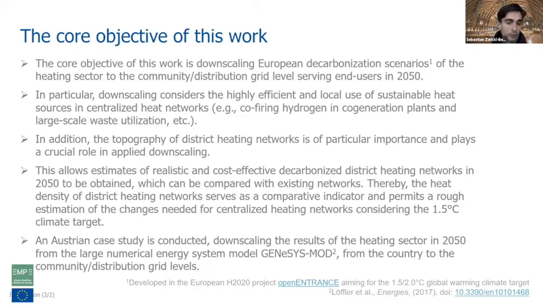And the fifth point is that we took the results from European decarbonization scenarios. To be more specific, we took the results from the Genesis-Mod, the large numerical energy system model, that generates the portfolio on the country level, and we used these results in the year 2050 to downscale, as I said, to the community and distribution grid level.